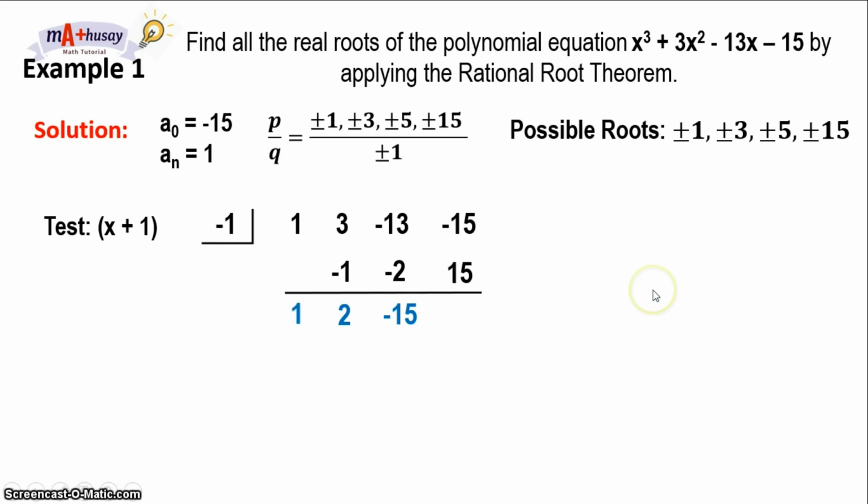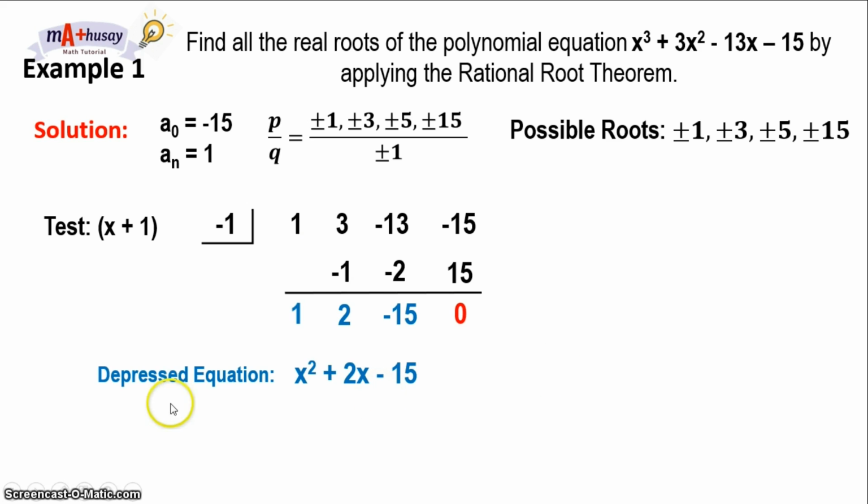Now, in this case, obviously, the remainder is 0. Hence, x plus 1 is a factor of p of x, and negative 1 is one of the roots of p of x. Now, from here, we will rewrite our depressed equation using these numerical coefficients in the third row. So, the depressed equation is x squared plus 2x minus 15.